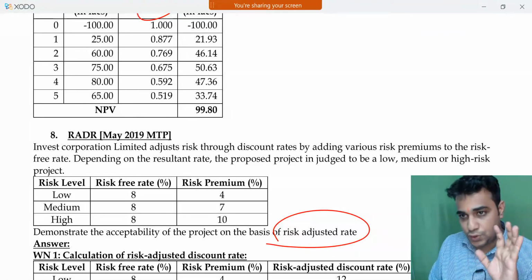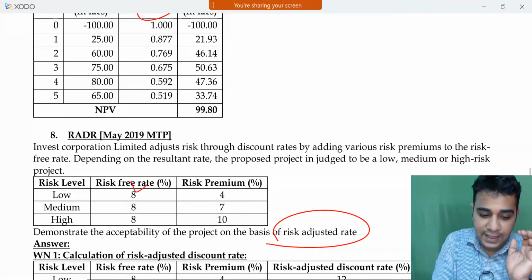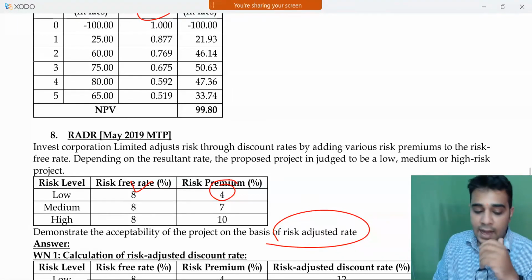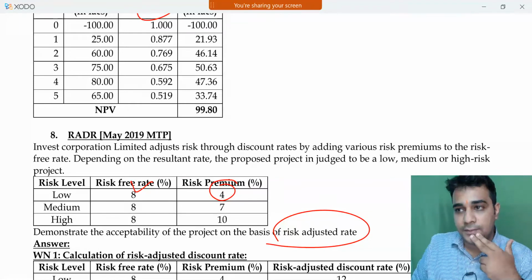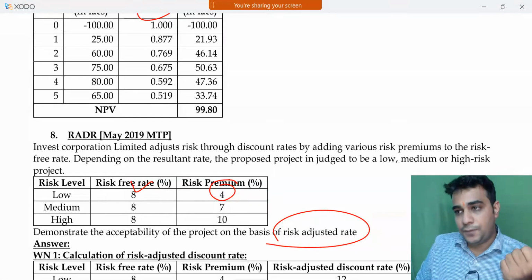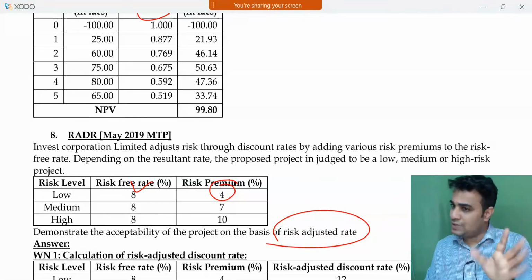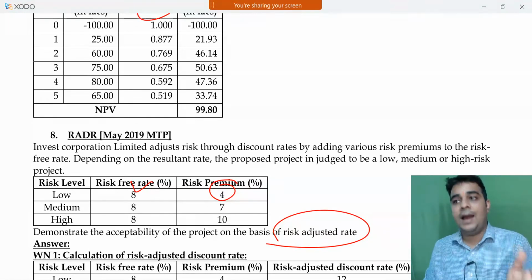8 plus 4, 12. Low risk means risk is still there, but I need 8 and an extra 4. High risk project means what should be the discount rate? 18. Medium risk is 15. Medium is 15, high is 18. Now you need to assume some random cash flow, calculate NPV and then say how the project gets accepted at different levels of risk.